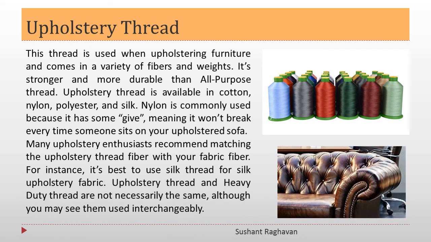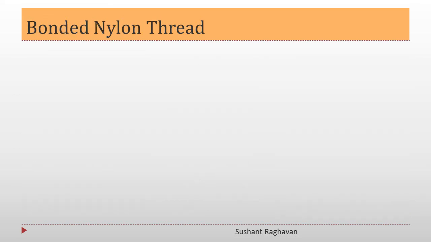Many upholstery enthusiasts recommend matching the upholstery thread fiber with your fabric fiber. For instance, it's best to use silk thread for silk upholstery fabric. Upholstery thread and heavy duty thread are not necessarily the same, although you may see them used interchangeably.